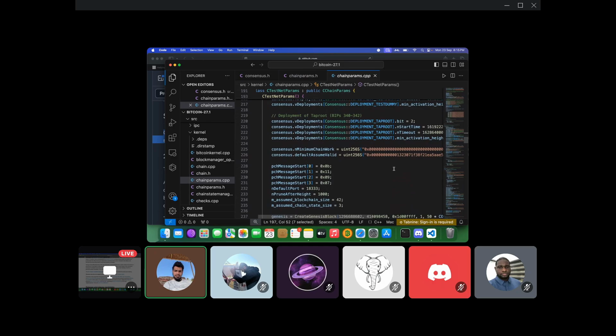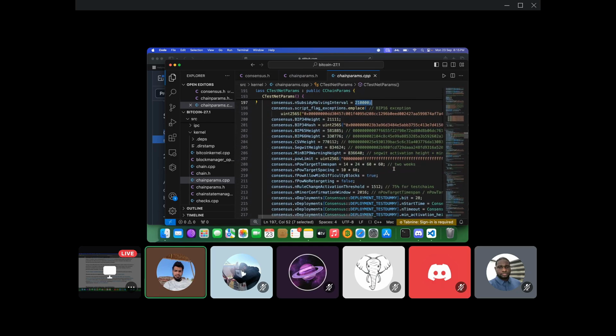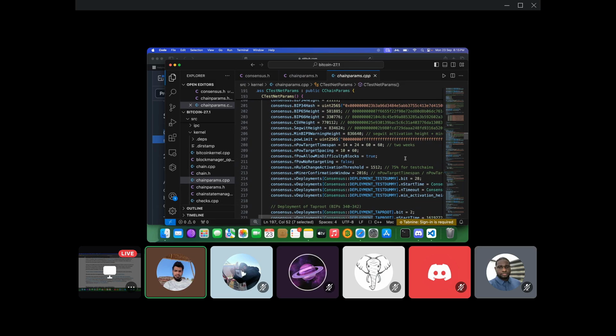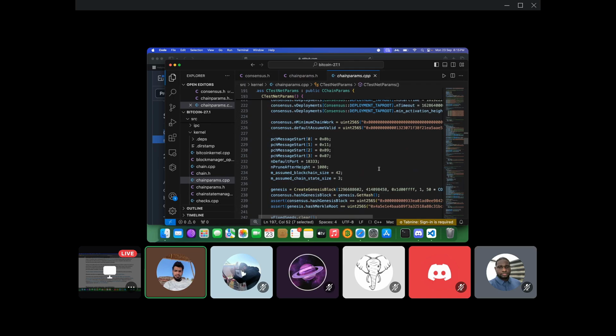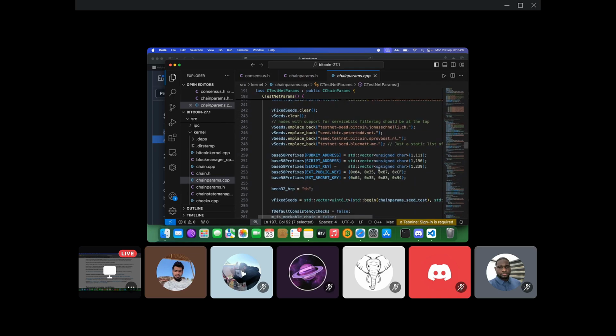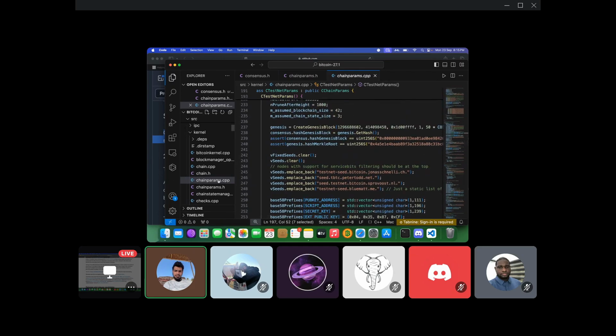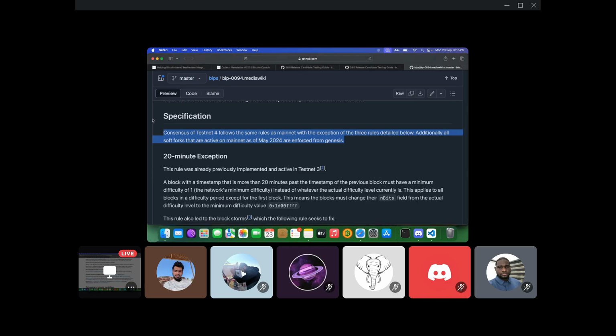And you can find a lot of other information pertaining to the consensus rules of testnet. As you can see, allow minimum difficulty blocks. So we've talked about what minimum difficulty blocks are, right? And the minimum difficulty for testnet is 1. So it's set to true. So minimum difficulty blocks are allowed in the testnet. And there are a lot of other things as well pertaining to testnet. So if you'd like to go through them, this is the place that you need to come to, chainparams.cpp.